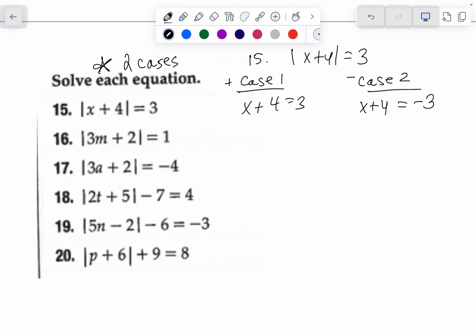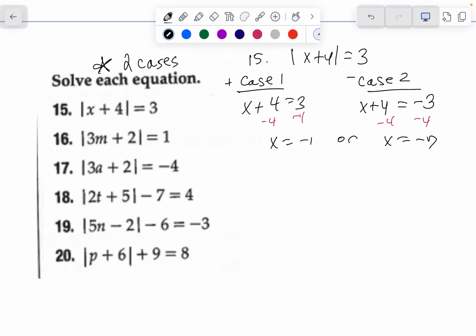Now, let's solve them. You'll notice the same thing happens both times. Here, we subtract 4 from both sides, and you do here too. You just are subtracting from different values. So here you get an answer of -1. Here you get an answer of -7.